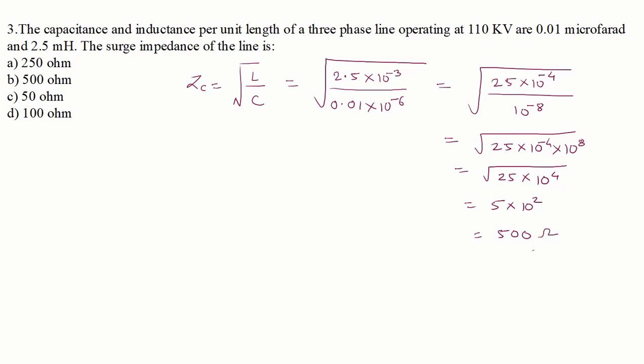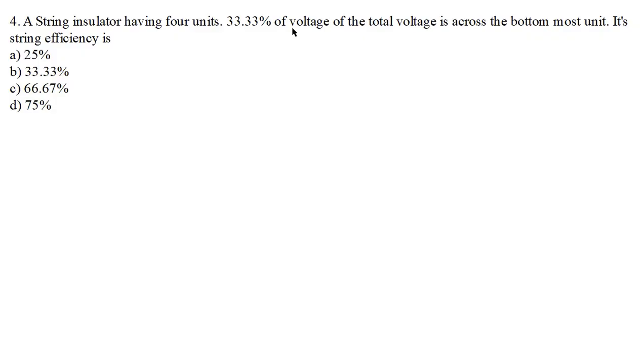So what is the correct answer? The correct answer will be 500 ohm, and remember the surge impedance is a resistive quantity, so it will have a unit of ohm. Practice how to do the calculations without using the calculator, because in most exams a virtual calculator will not be provided unless it is the GATE exam. So practice this. Next, question number 4.